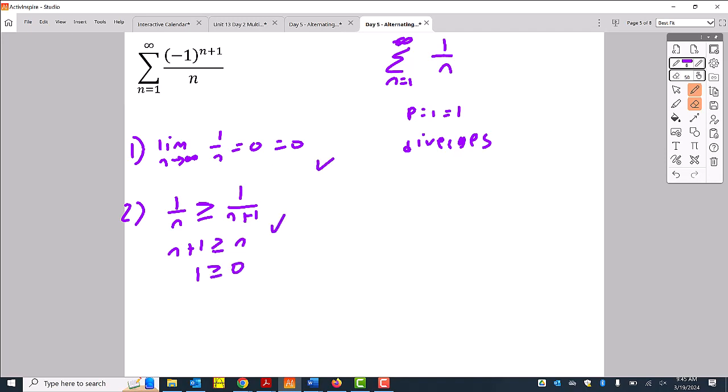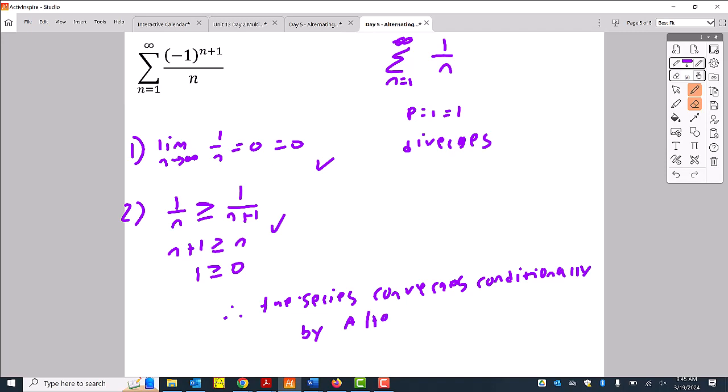Since both of these are true, we can say the series converges conditionally by the alternating series test. Okay, converges conditionally by alternating series test.